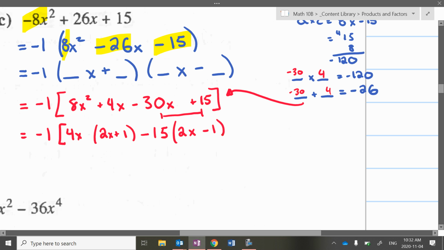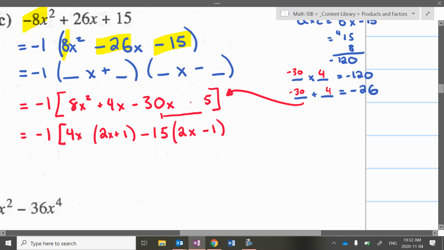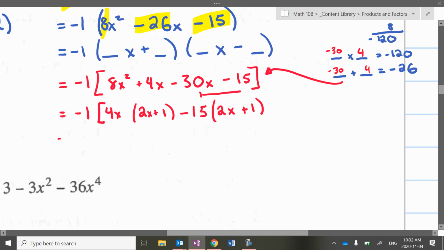Right? Took out a minus 15. That was a minus 15. I wrote plus 15. There we go. My apologies. This should have been minus 15 here. So then this is plus 1. So now I can see that my factors are going to be 4x minus 15 and 2x plus 1.